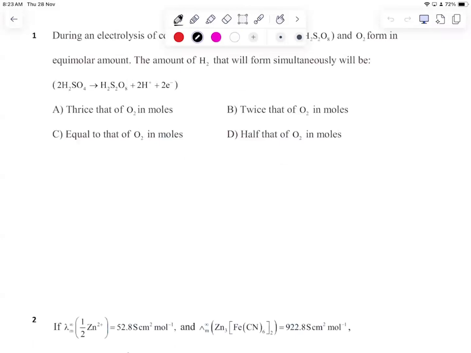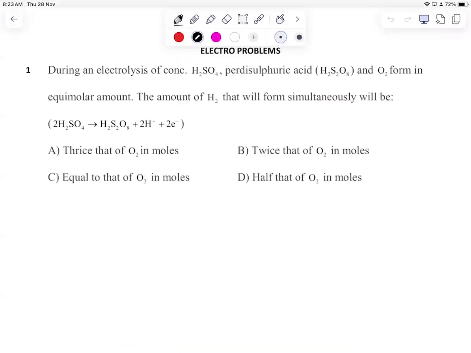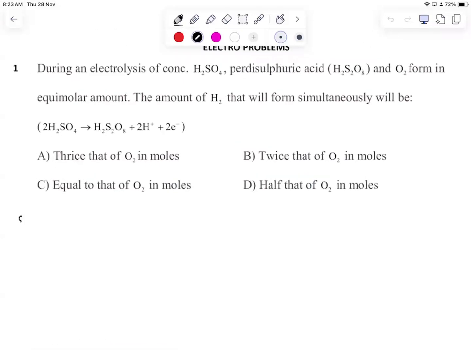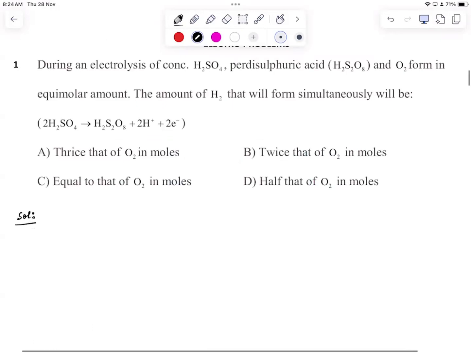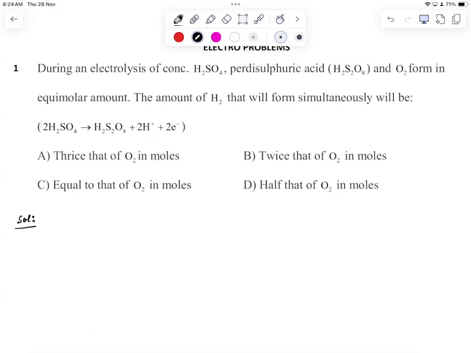We're going to start with the cases here. See the first question, what does it say? During an electrolysis of concentrated H2SO4, peroxydisulfuric acid and O2 form in equimolar amount. The amount of H2 that will form simultaneously is how much?